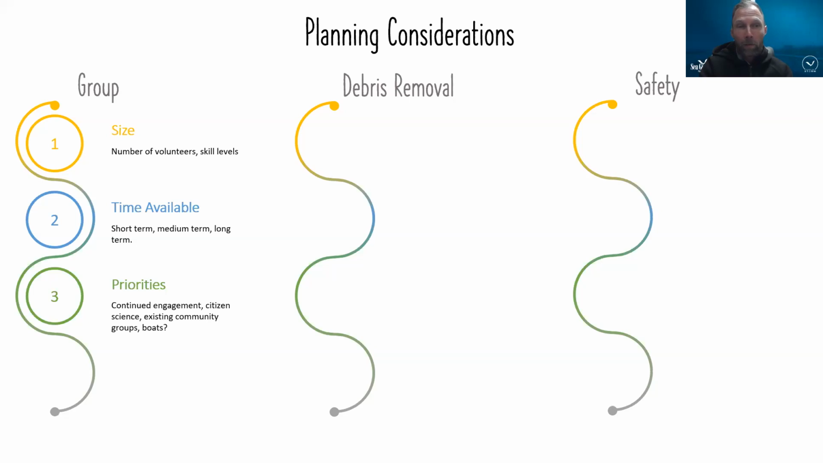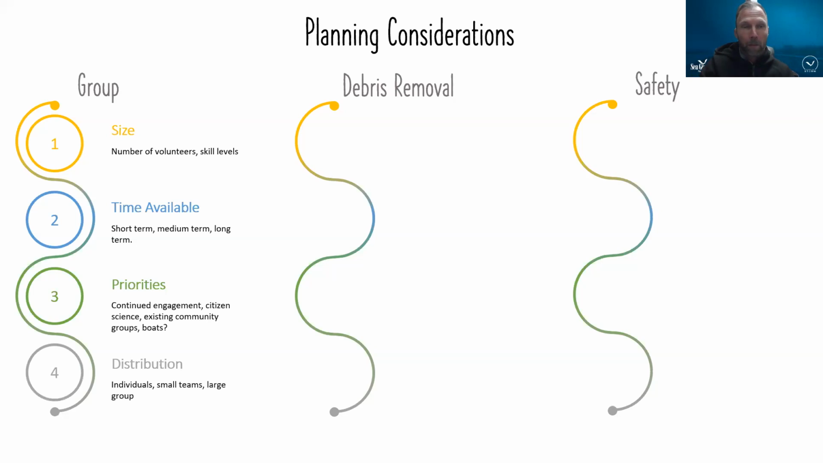The priorities, continued engagement. Do we want to have some citizen science projects? Are there existing community groups that we can work with? And how many boats are we going to need? Because a lot of this is about removal of debris, and you are going to need to figure out a way to remove that debris and get it out safely. And who's going to manage that?